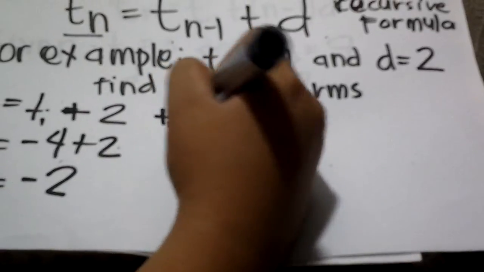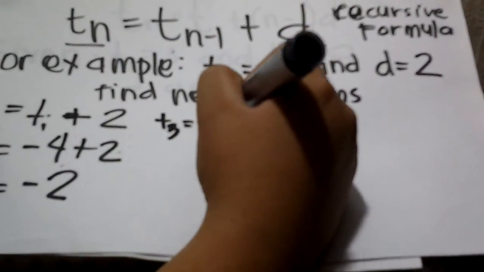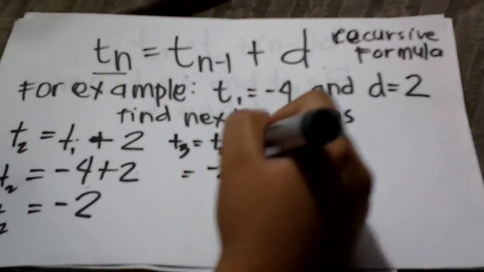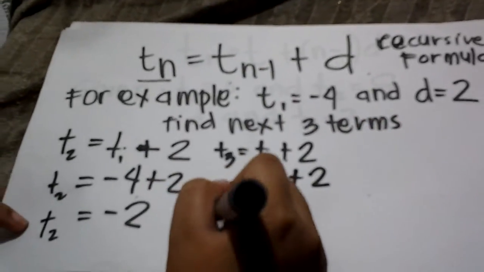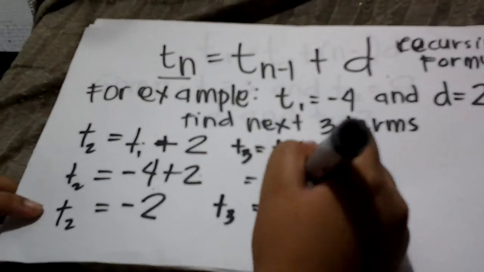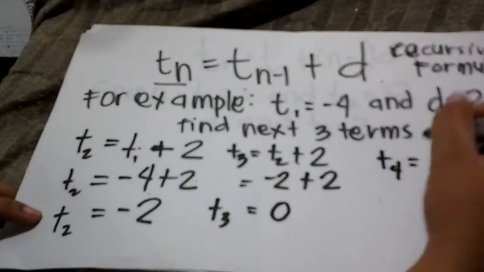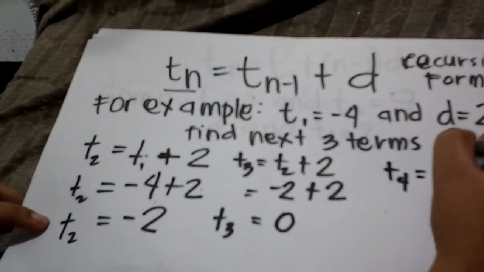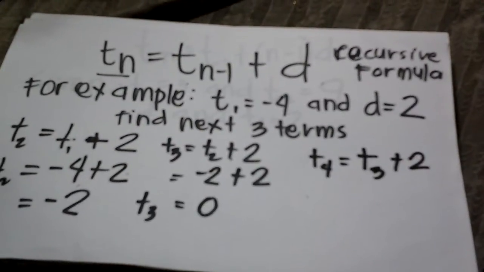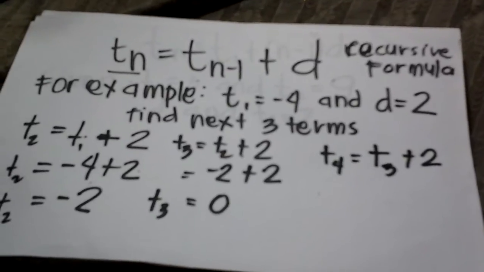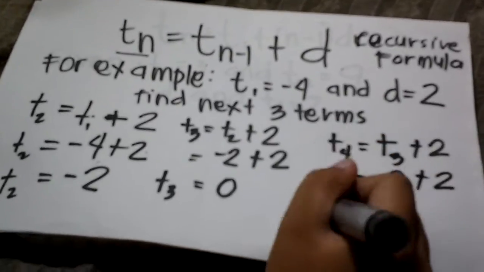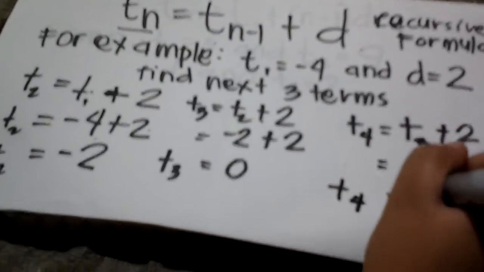Next, t sub 3 is equal to t sub 2 plus 2. t sub 3 is equal to negative 2 plus 2. Therefore, t sub 3 is equal to 0. The next is t sub 4. t sub 4 is equal to t sub 3 plus 2. t sub 4 is equal to 0 plus 2. Therefore, t sub 4 is equal to 2.